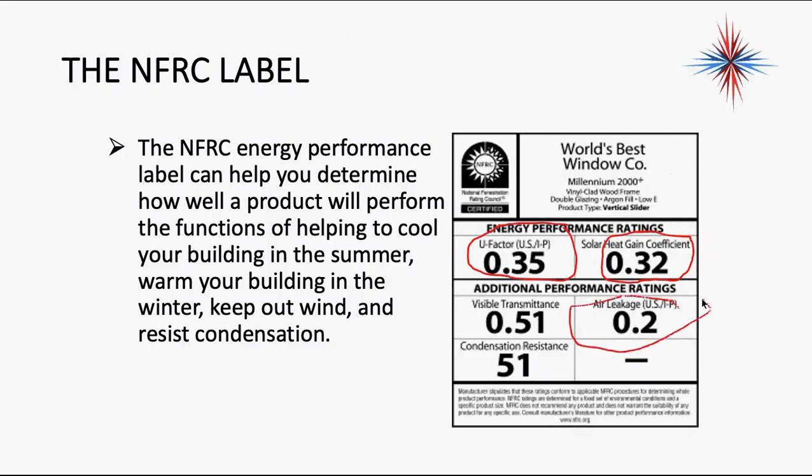It tells you how much air leakage there is, and it tells you how easy it is to see through it. And it tells you what the condensation resistance is. Will there be condensate on it? But primarily, I'm worried about these top 2 when I'm doing my load sizing. That's what I'm worried about, the 0.35 and the 0.32.